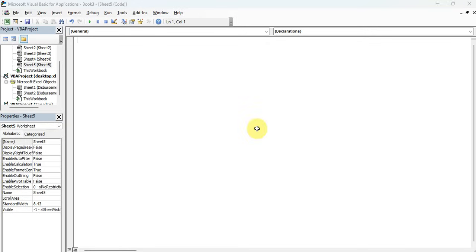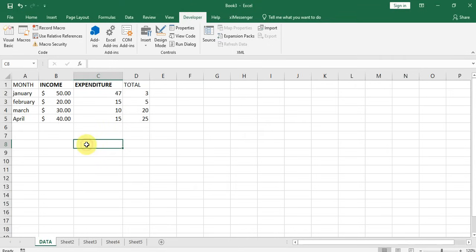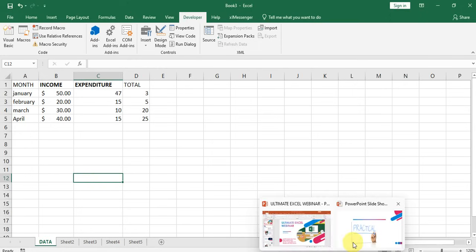Yeah, so Excel is something that you cannot do away with. As far as life is concerned, Excel is something that you cannot do away with. Now, let's continue.